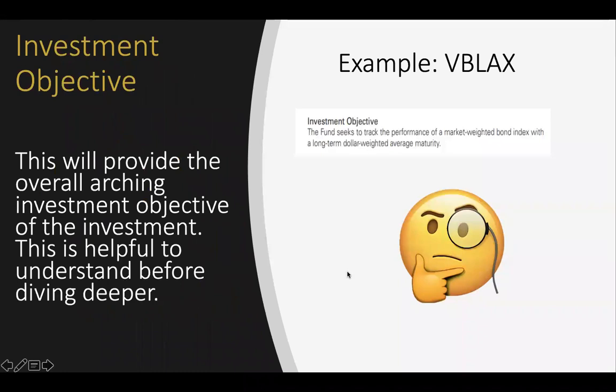So number one, and I'm going to actually pull one up here after we're done with this and show you how to go about this: investment objective. The core guiding principle in investing comes down to, do you know what you're invested in and what is its objective? What is it trying to accomplish here?